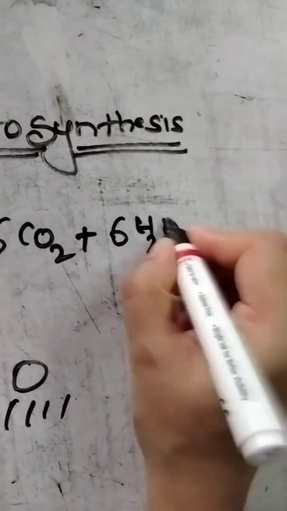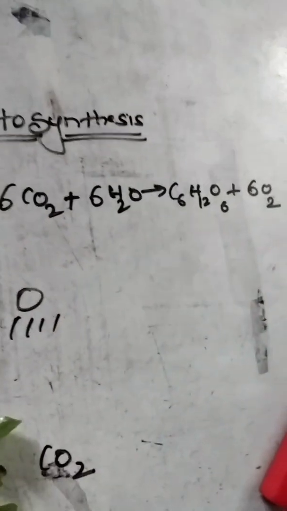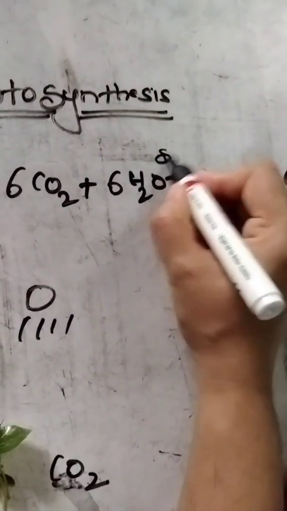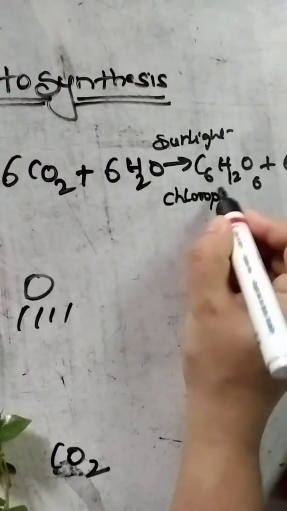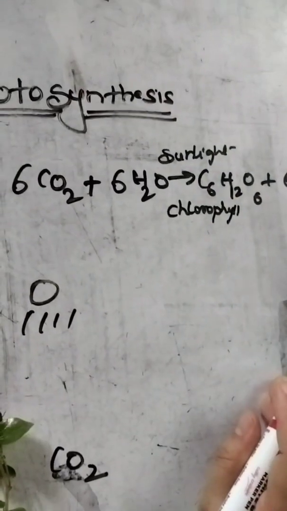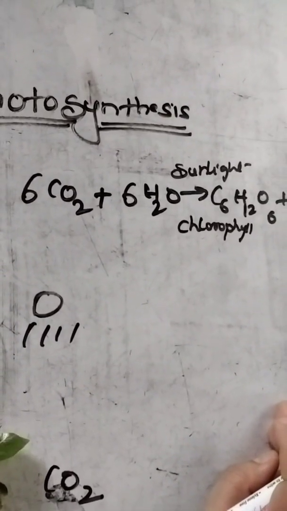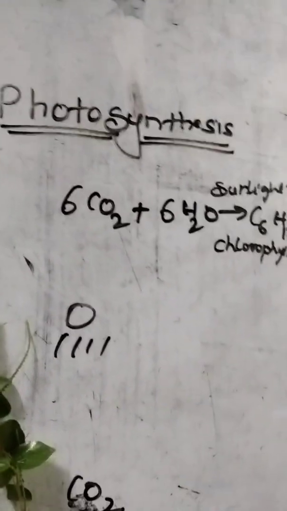That is, they use carbon dioxide and water, and they produce the food. That food is called glucose, and they also produce oxygen. This is called photosynthesis, and it occurs with the help of sunlight. Who is trapping the sunlight? Chlorophyll present in the leaves will trap the sunlight. Now actually photosynthesis occurs in the chloroplast, which is present in the leaf. Let us see the detailed structure of the leaf now.